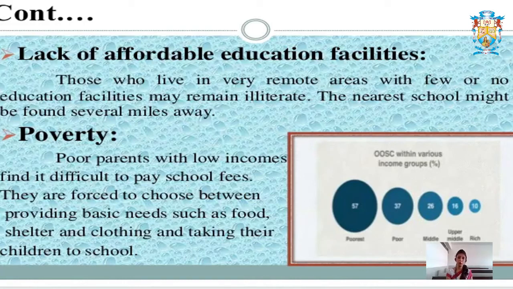Next is poverty. Poor parents with low income find it difficult to pay school fees. They are forced to choose between providing basic needs such as food, shelter and clothing and taking their children to school. They can just fulfill their basic needs and are not able to send their children to school. Poverty is one of the main reasons for illiteracy. So these are the causes of illiteracy.